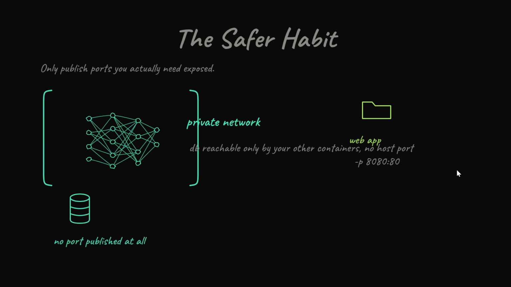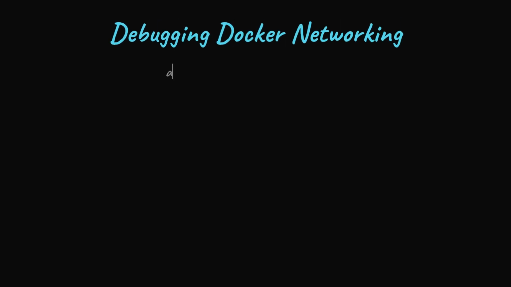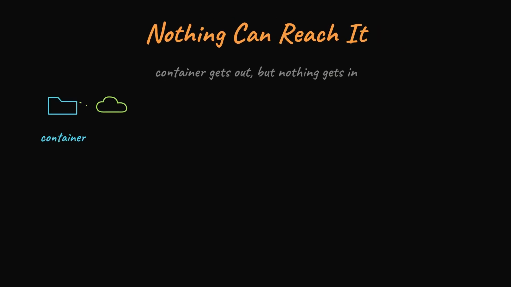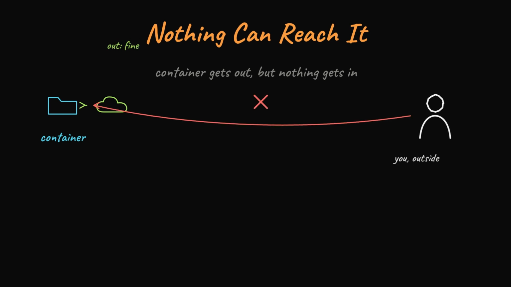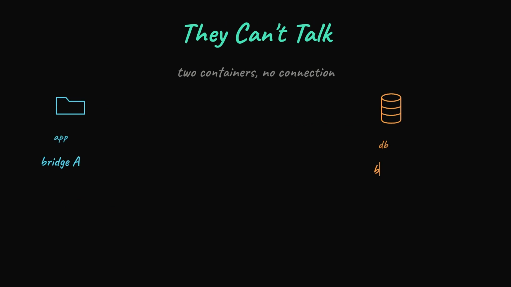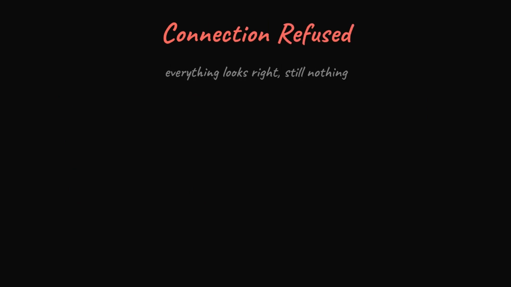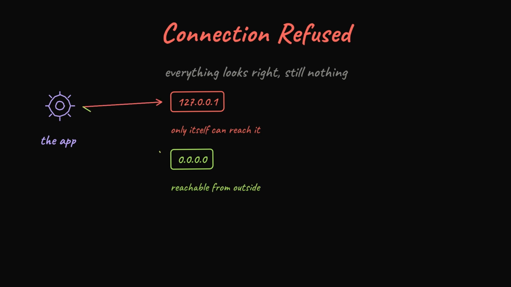If you ever get stuck debugging Docker networking, there's a pattern to follow. If a container can reach the internet but nothing can reach the container, you probably forgot to publish a port. If two containers can't talk to each other, check if they're even on the same network, because containers on different bridges are isolated from each other unless you connect them manually. And if everything looks right, but you still get connection refused, check what address the app inside is actually bound to. Once this mental model clicks, honestly, most Docker networking problems stop being mysterious.